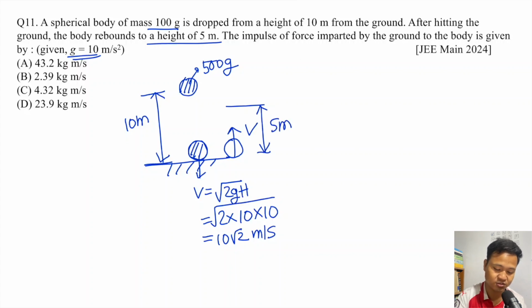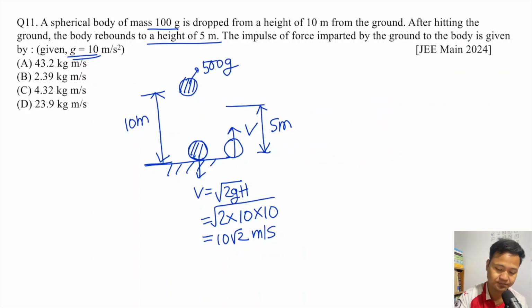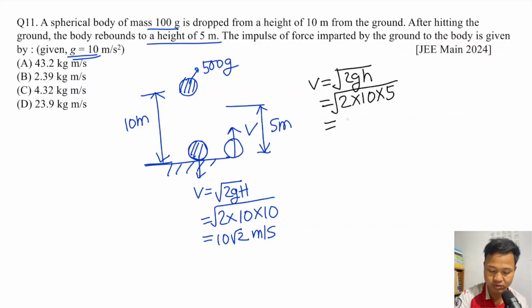So here also you can apply conservation of energy. Half mv square equals to mgh. H is 5. Therefore, what is v? V is equal to root 2gh. Again, same formula. After the collision also, v is root over 2gh. So that is 2 into 10 into 5, which is 10 meter per second.